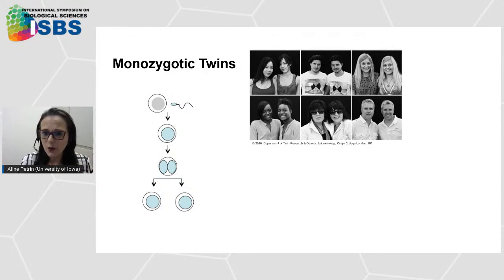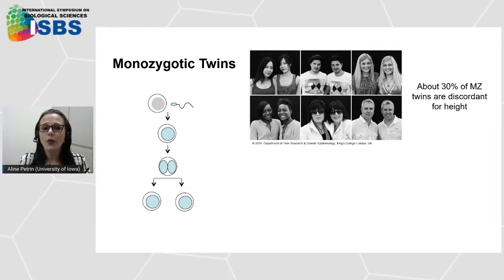So here's a thought. We have two individuals that have the same DNA, monozygotic twins. They have the same DNA sequence. It's plausible to think they would be identical in everything, but actually we know that's not true. About 30% of monozygotic twins are discordant for height, for example. They look extremely alike, but they do have distinct traits.